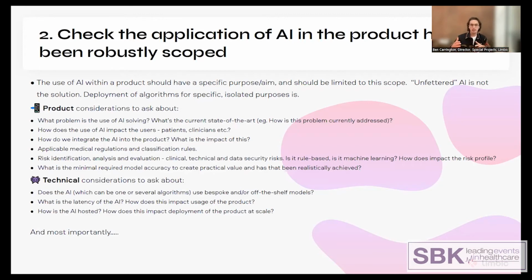Potentially the need to up classification, depending on the scope, the intended purpose of the product, and the risk profile of the product as a whole when it's AI enabled. These are all really important things, particularly for machine learning algorithms.